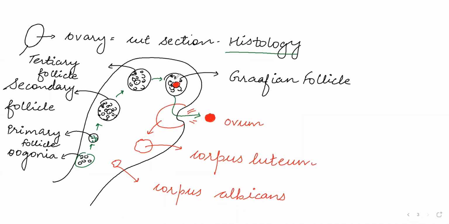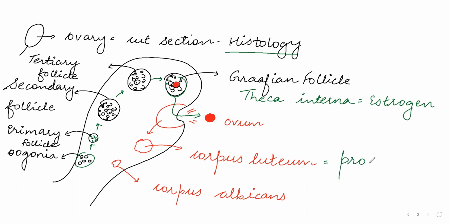Now students, you will have to memorize that the inner layer of the Graafian follicle is called theca interna. Why do we have to memorize this? Because it produces the main female sex hormone, which is called estrogen. Whereas this corpus luteum produces another female sex hormone, which is called progesterone. Now, students, do not forget this. Graafian follicle produces the first female sex hormone, that is estrogen, and corpus luteum produces another female sex hormone, that is progesterone.